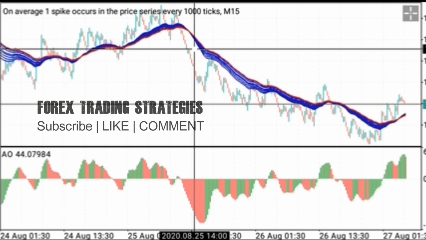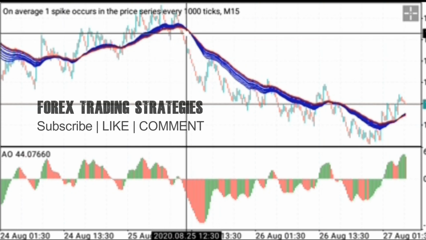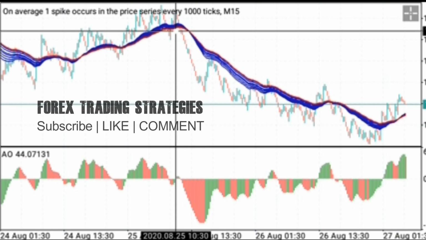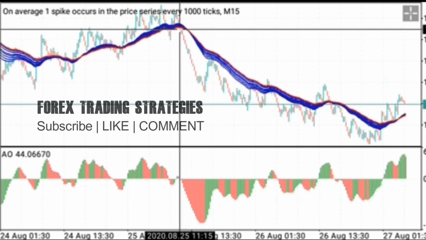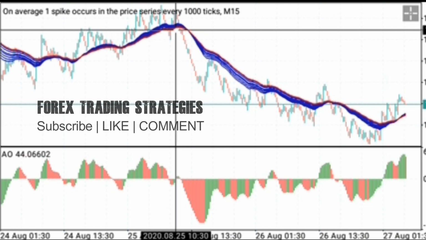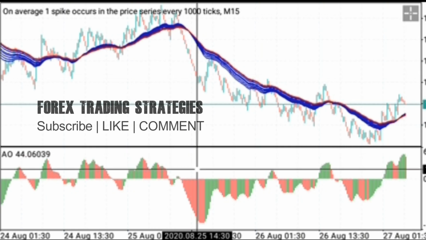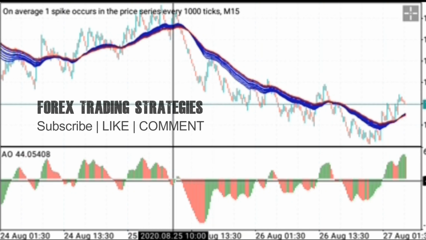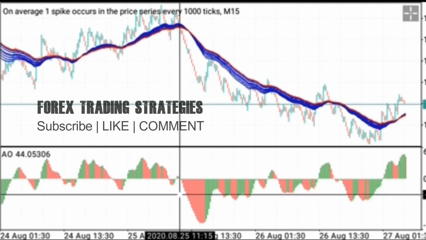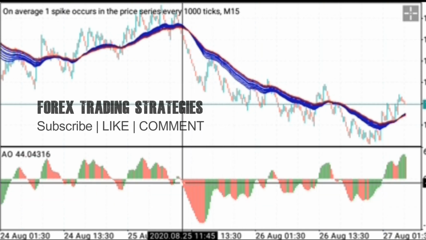So the rules, the first rule is you are watching your price to cross the rainbow. I call it my rainbow indicator. You can call it what you want. And price also needs to be red here on the awesome oscillator, or whatever color that you set your awesome oscillator. But the awesome oscillator should be telling you that price is bearish.